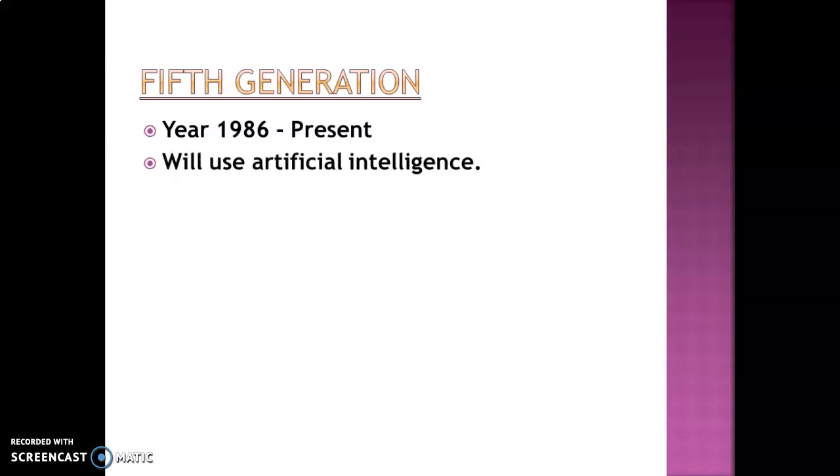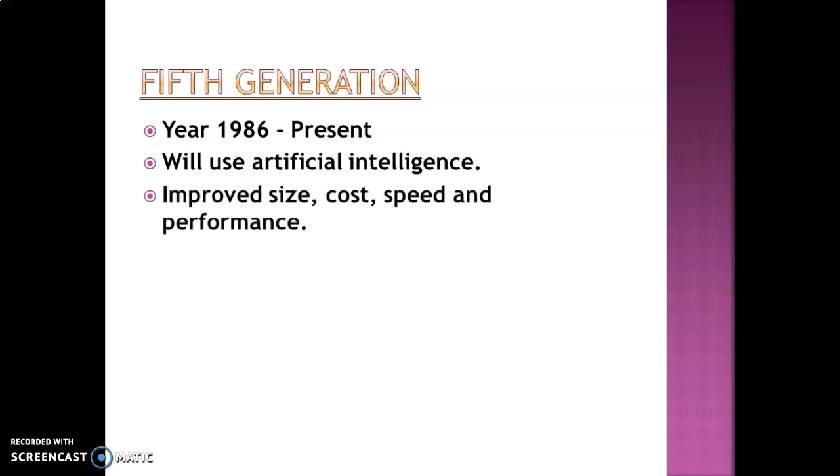Now the fifth generation. The year is 1986 till present. And I'm so sorry students, I missed the fourth generation year. It started in 1976 and ended in 1985. And fifth generation started in the year 1986 until present. What are we using? We are using artificial intelligence, that is AI.